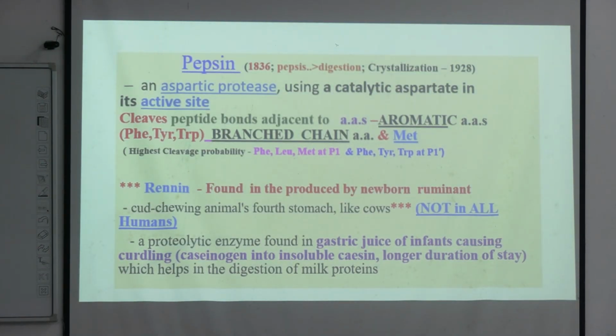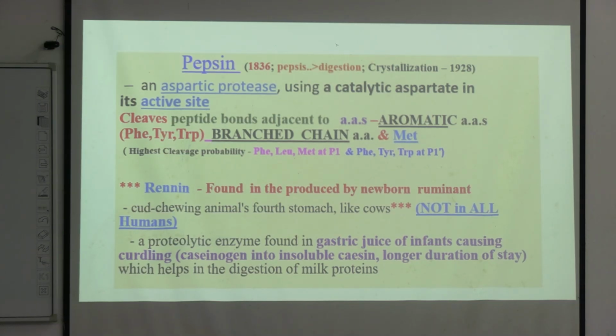Now pepsin is basically an aspartic protease. Aspartic protease means at the active catalytic site aspartic acid is there. That is why it is called aspartyl protease or aspartic acid protease. So it breaks down the proteins.